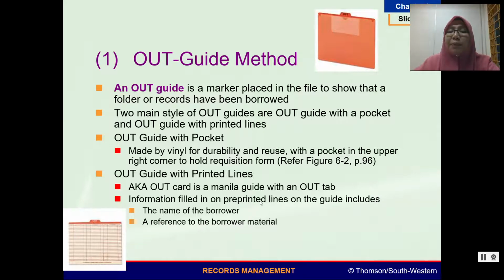Information filled in the printed lines on the guide includes the name of the borrower, a reference to the borrowed material, and the charge out date for the records. Can you see this one? We have the tab cut, which is the word out, but you have this printed line. What are the information we put in here? We are going to take a look after this.